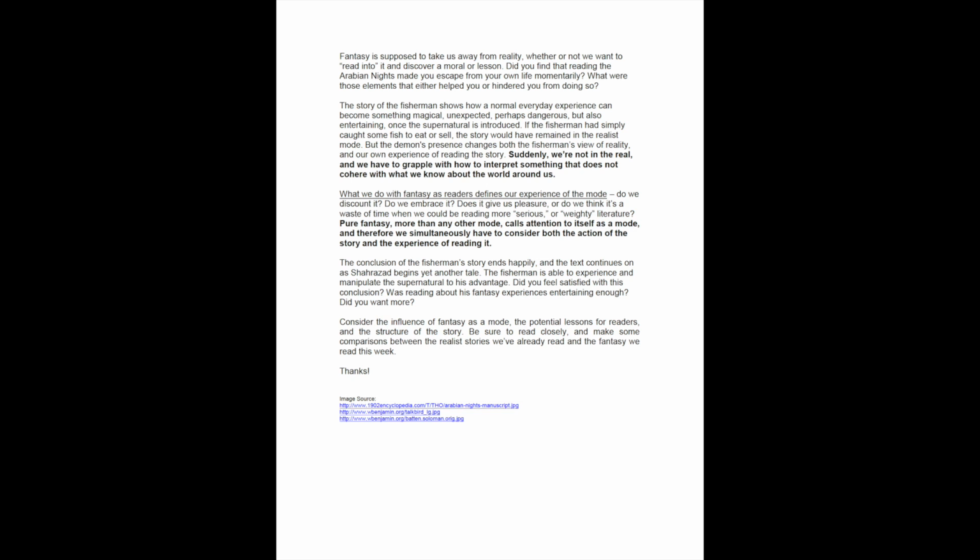Did you want more? Consider the influence of fantasy as a mode, the potential lessons for readers, and the structure of the story. Be sure to read closely and make some comparisons between the realist stories we've already read and the fantasy that we're reading this week.